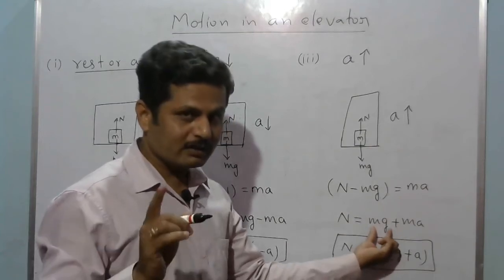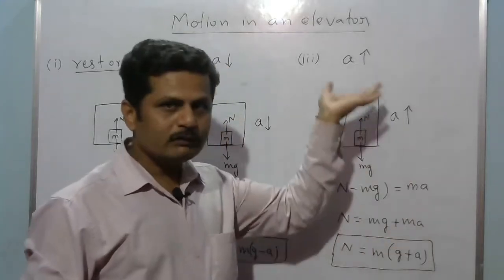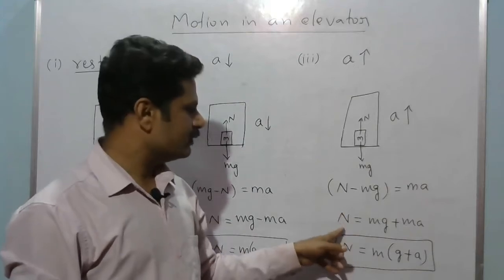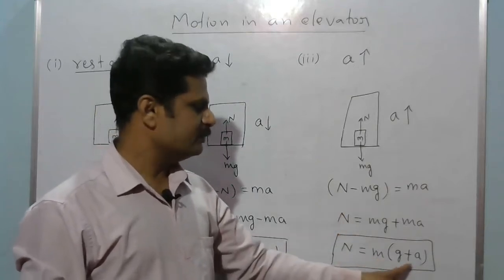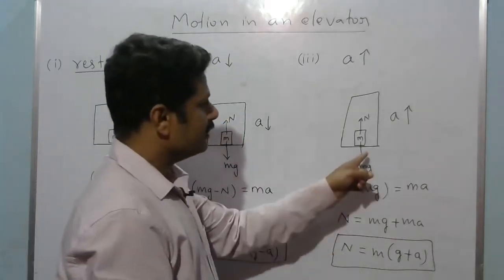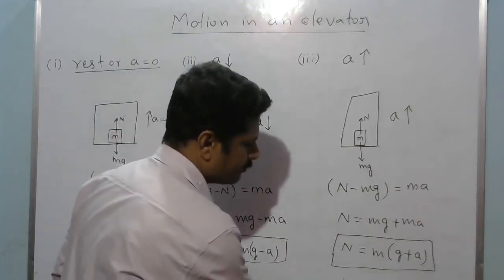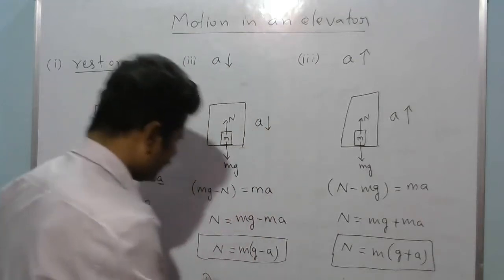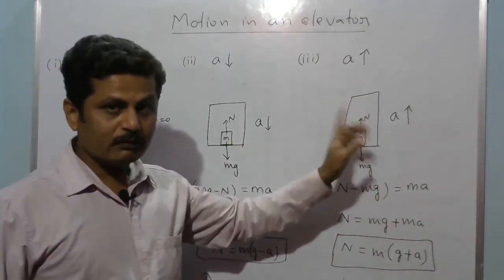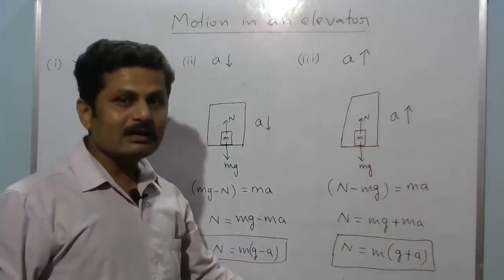mg is the true weight or actual weight of the body. Because of the motion of the elevator, ma makes the weight of the body appear larger. This is what we call apparent weight. Apparent weight is equal to m of g plus a, that is, the weight appears to increase. This is the weight of the body when the elevator is moving in the upward direction. We write that it increases. So by this we can understand that if the elevator is moving in the upward direction with uniform acceleration, then the weight of the body present inside the elevator increases.